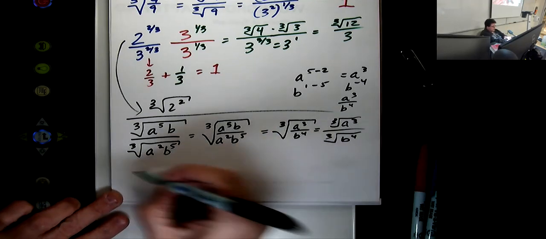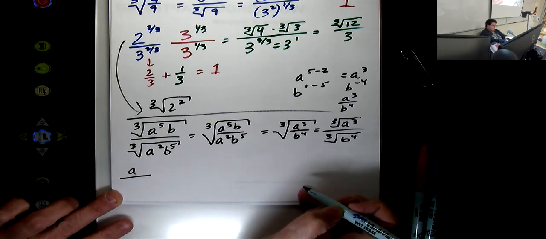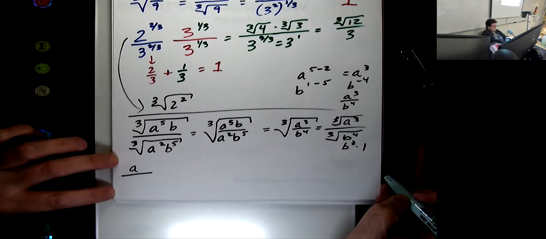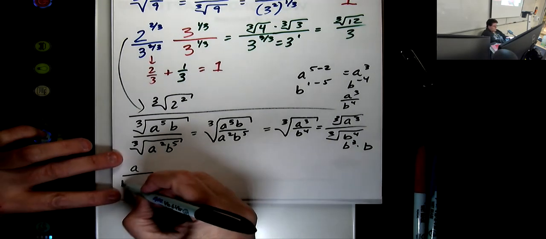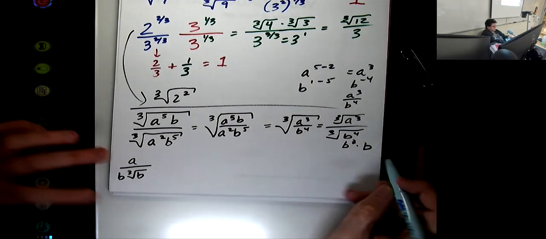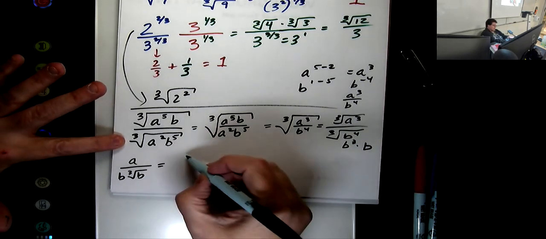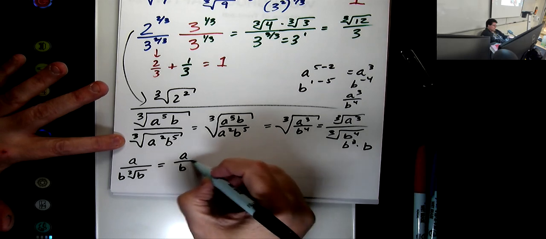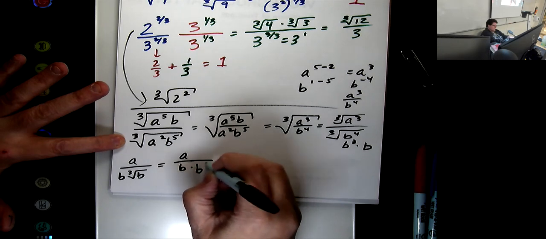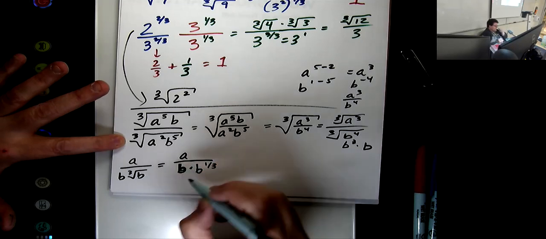The cube root of a cubed is a. And the bottom, I could do this as b cubed times b, and pull out the b cubed as a b. And we're left with the cube root of b. So I've got a over b, and then instead of the cube root of b, I'm going to write that as b to the 1/3, because I don't want to leave any radicals in the denominator.